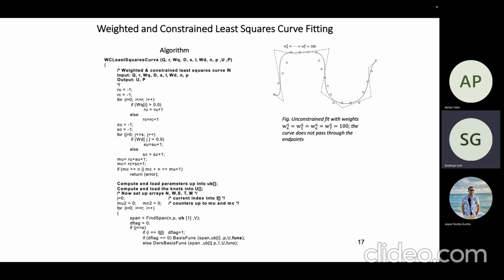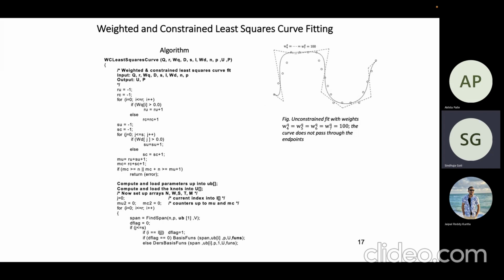So this is the algorithm, where the algorithm name is WC least squares curve, and we have different parameters like Q, R, WQ, etc. And we have different inputs that are given, and the expected output is U and P. Initially we set the values for RU and RC equal to -1, and it runs through a loop where, if WQ[i] is greater than 0.0, then RU gets incremented by 1, or else RC gets incremented by 1.